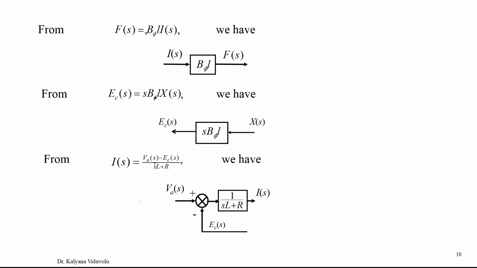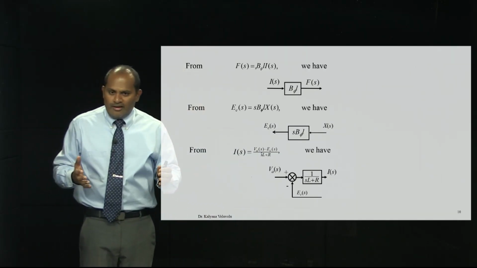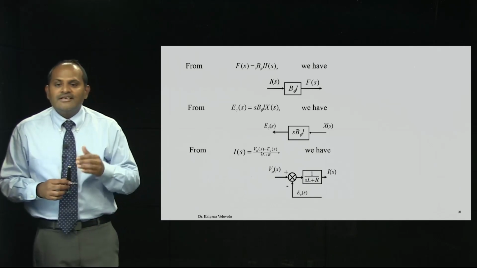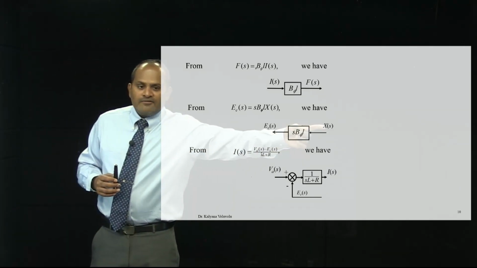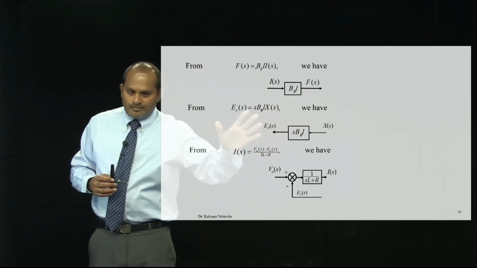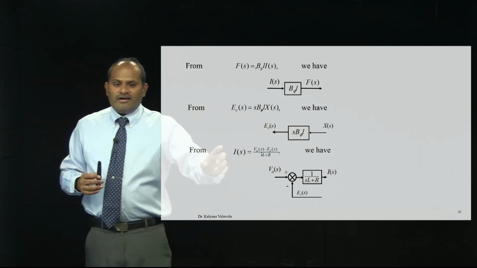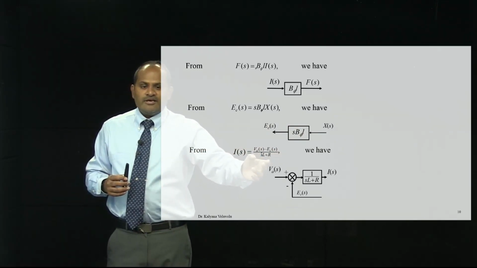Now the third equation, Ec of s is equal to s b phi L x of s. This is important, x of s is the actual output of the system, but however in the E coil equation it acts as the input. So when output acts as the input, it is the feedback. Very important, when output becomes an input, that is a feedback. So x of s goes to this block and we get the output Ec of s, that we understand as a feedback block.